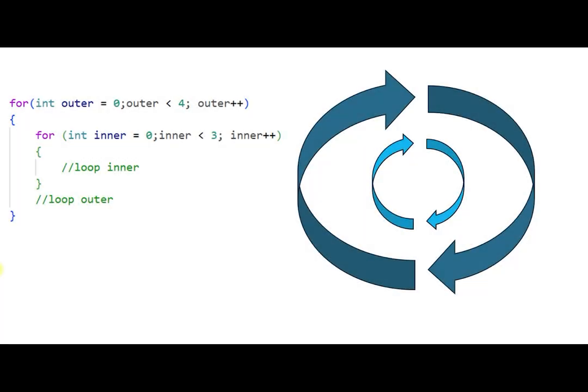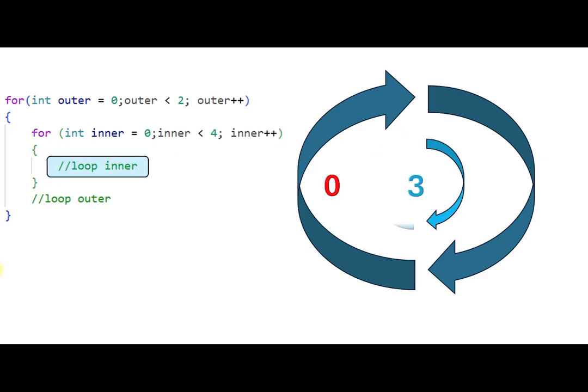A nested loop is simply a for loop within another for loop. Both the inner and the outer loop have their own control variable. The key thing to remember is that the inner loop must complete all of its repetitions in order for the outer loop to complete one repetition.